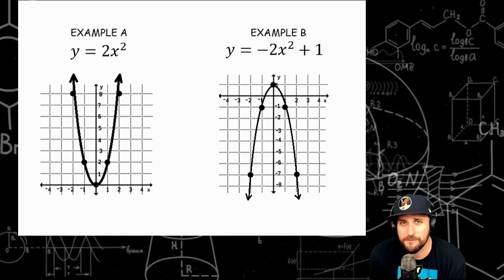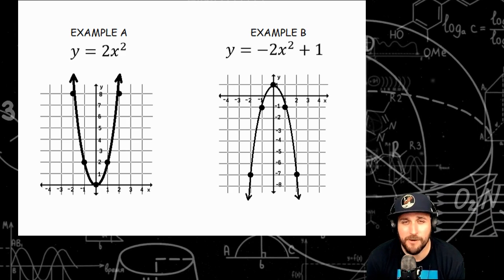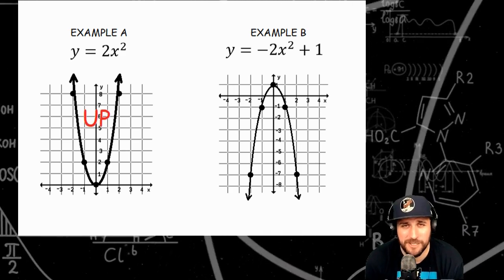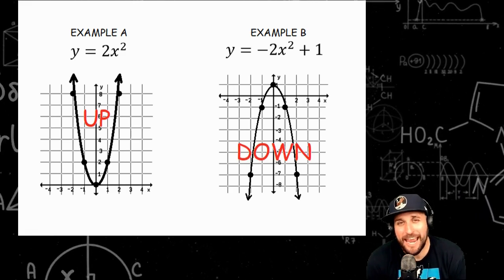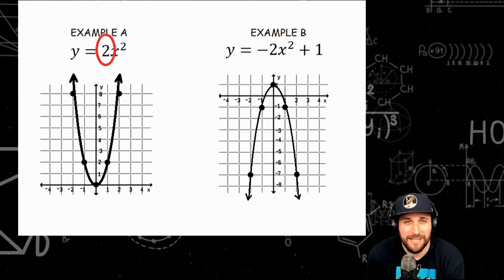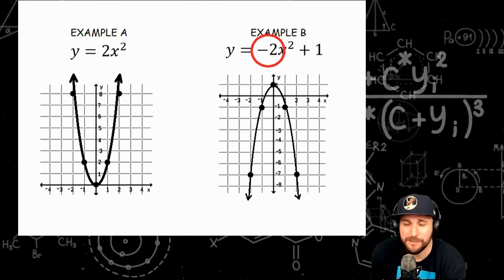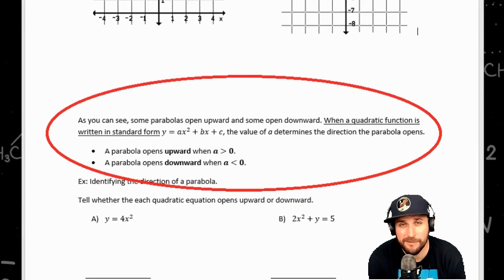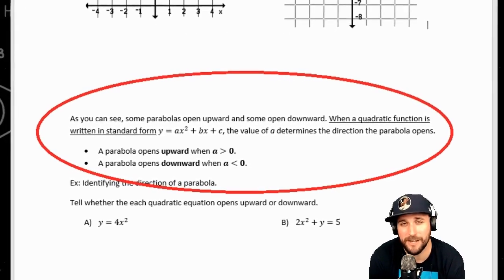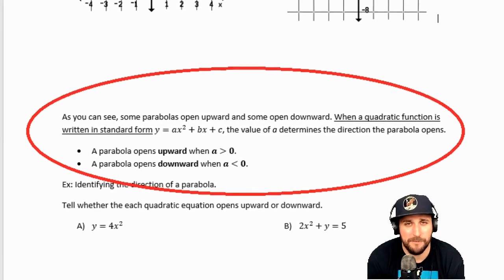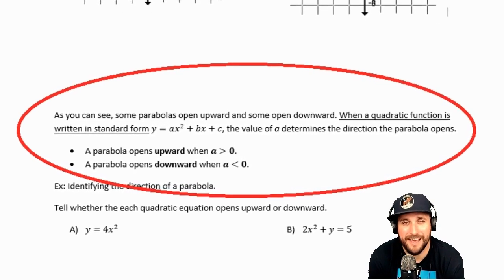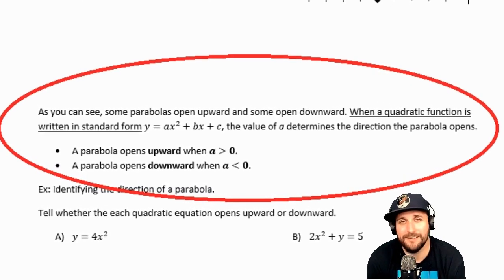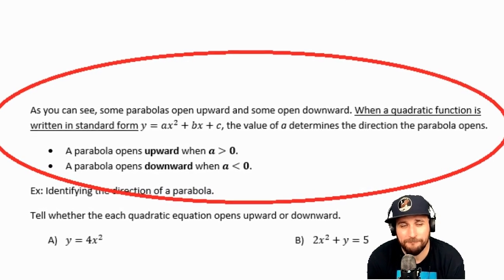So if we look at the two graphs from our examples, you can notice right off the bat that they're different in one pretty big way. One's facing up, one's facing down. That's because of our a. A on the first one was positive 2, and on the second one was negative 2. When the function's written in standard form, if a is a positive number, greater than 0, then it's going to face upward, open up. If it's a negative number, a number less than 0, it'll open downward, face down. So when it's written in standard form, we can tell which way it opens by looking at our a.